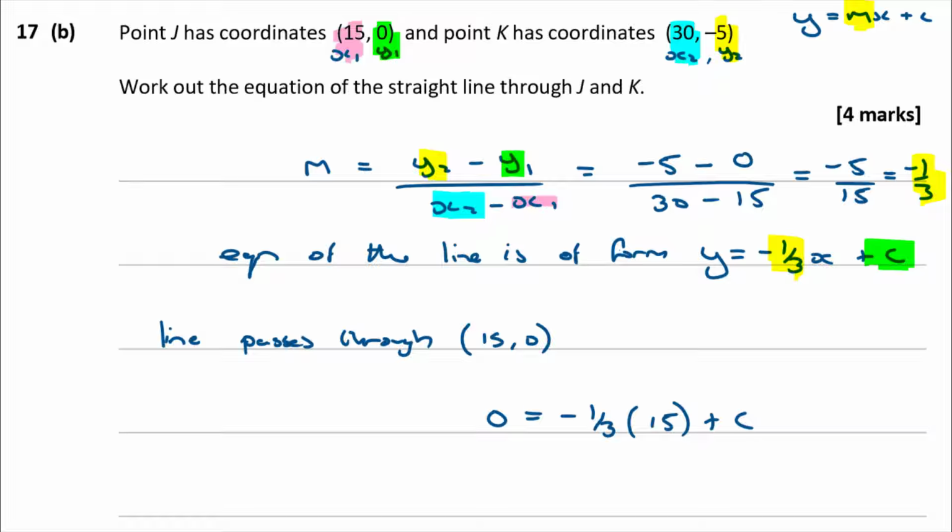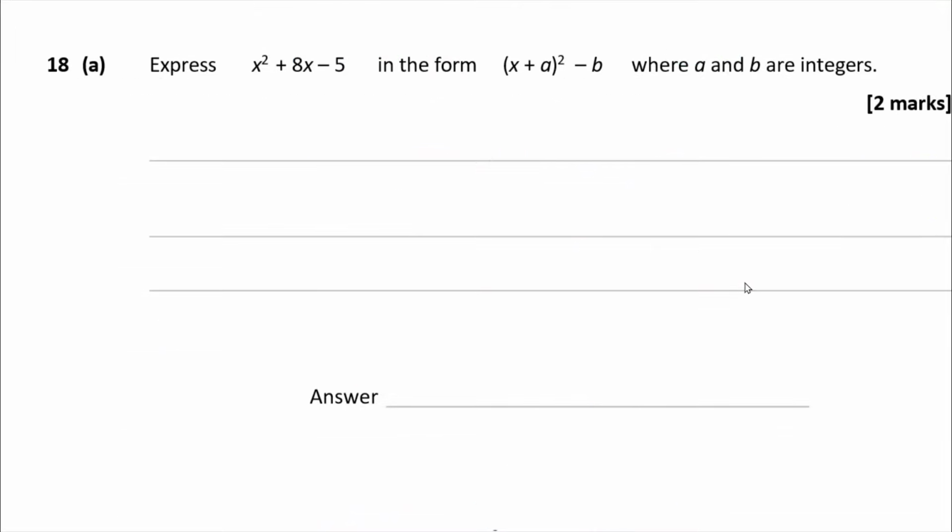Okay, so what is minus 1/3 of 15? Well, 15 divided by 3 is 5. So it's going to be 0 equals minus 5 plus c. Taking the minus 5 to the other side, I'm going to get c is equal to 5 then, aren't I? Okay, so if c is equal to 5, then the equation of the line is going to be y is equal to minus 1/3 of x plus 5 then. Okay, that's the equation.